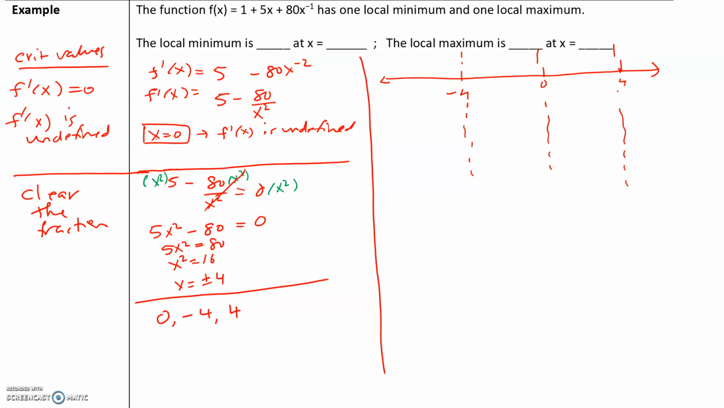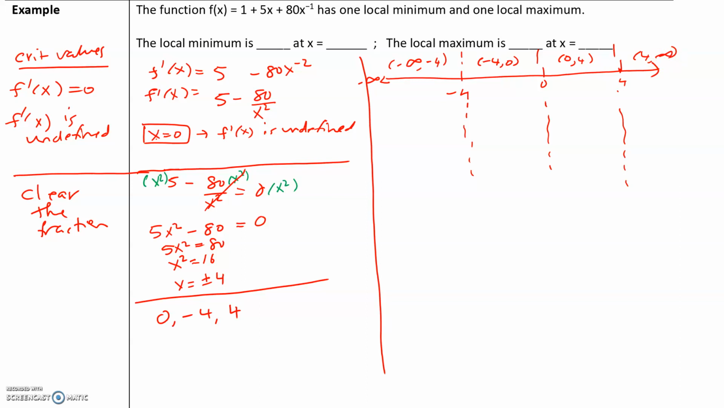First step, label the intervals. The first interval is from negative infinity to negative 4. The second interval is between negative 4 and 0. The next interval is between 0 and 4. The next interval is from 4 to infinity.